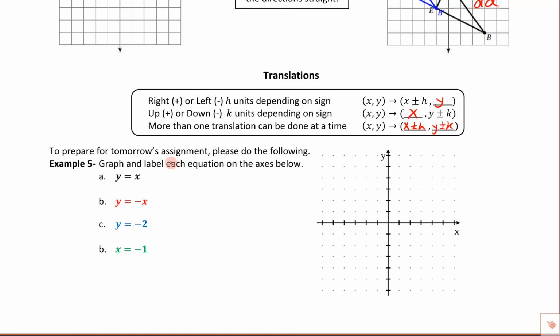So to prepare for tomorrow's assignment, I want you to do the following. Graph and label each equation on the axes over here. So y equals x. Now remember, if you have y equals x, we're thinking y equals mx plus b. The y-intercept would be 0 and the slope would be 1. So that means it would cross at 0 and rise 1, run 1. So it would look like this. So perfect 45 in the upward direction. Draw a nice line here, make that look good. We'll label that after we put arrows on it. So this is the line y equals x.